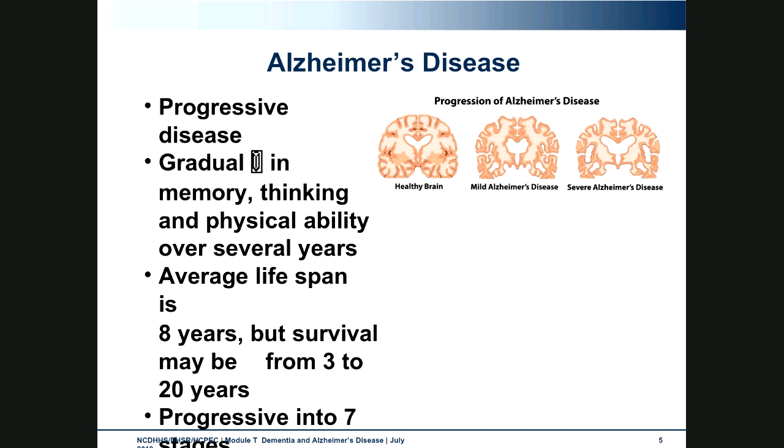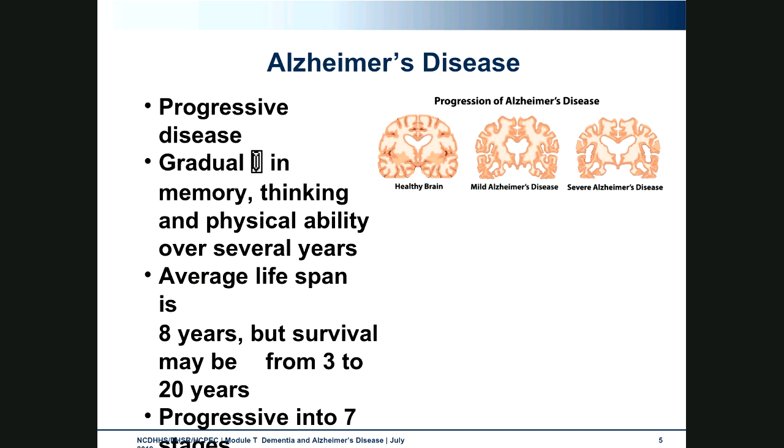The average lifespan for somebody who's diagnosed with Alzheimer's is 8 years, but survival may be from 3 years to 20 years. And the reason for that is people aren't usually diagnosed with Alzheimer's until they're in one of the middle stages. So it really depends on how early you're diagnosed with Alzheimer's. Some people are diagnosed very, very late, and their disease process progresses very quickly. Or maybe they're diagnosed very early and their disease process progresses very slowly. So that's why there's such a wide range, that 3 to 20 years. But overall, the general lifespan of somebody who's diagnosed with Alzheimer's is 8 years.